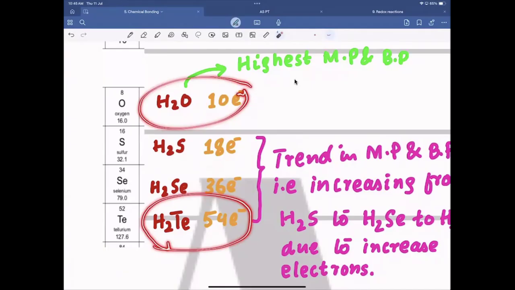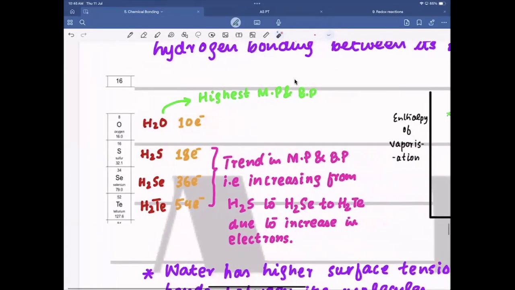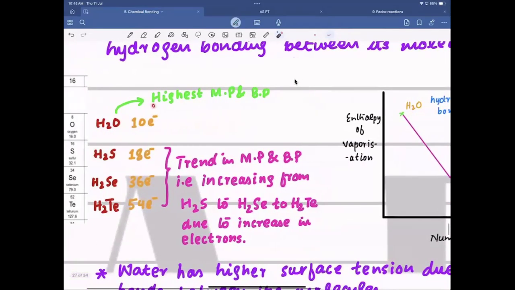Yes, sir. But the thing is, between these molecules, which kind of intermolecular force is there? Hydrogen bonding? No. Permanent dipole-dipole forces, as they have a net dipole. Yes, sir. But in this one, it is hydrogen bonding, and due to this, see, its electrons are only 10. But when we see its melting and boiling point, it is going to be the highest. It is even higher than this one.